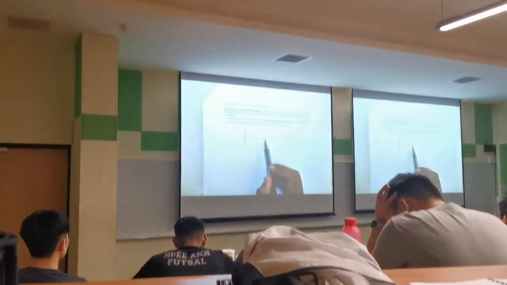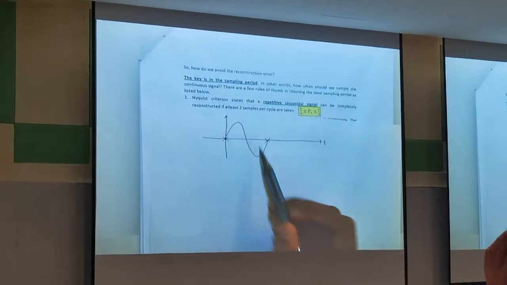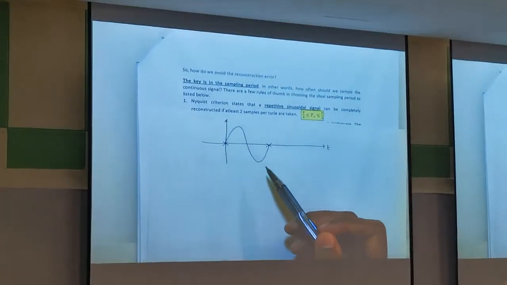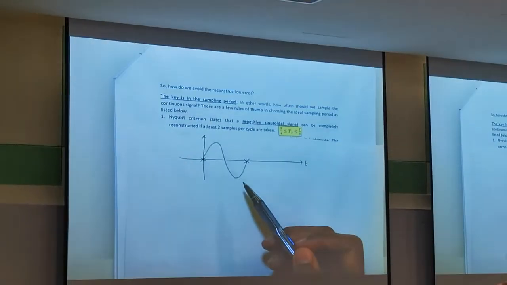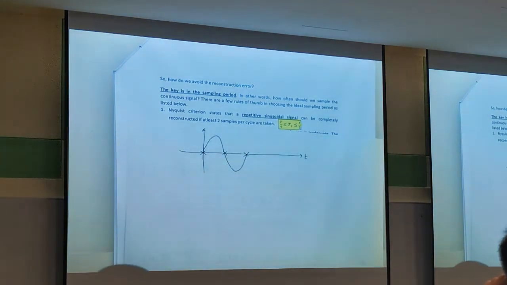If I just have these 2 points, what will I conclude? I just conclude 0 all the way, right? I wouldn't know what's in the middle. Okay? So, what's the next best? If I take 3 samples, 1 more in the middle, still cannot.